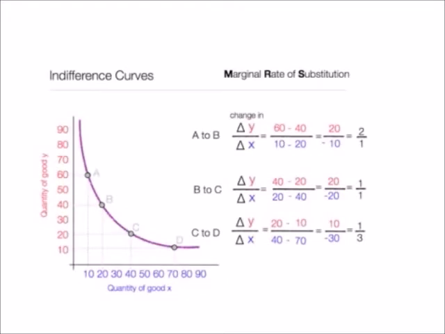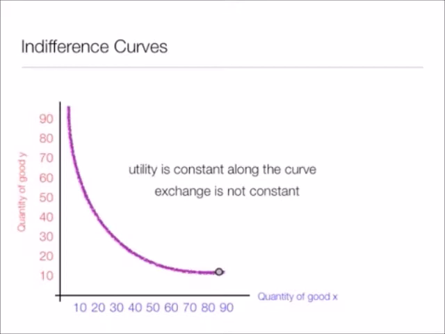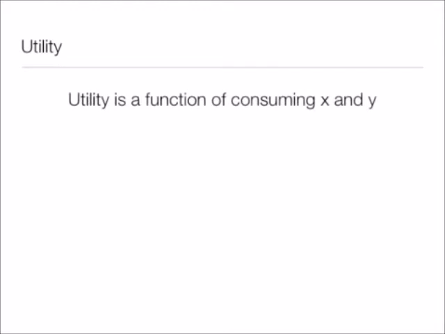In this tutorial, I'm going to discuss indifference curves and give you an introduction. I'm going to discuss marginal rate of substitution. Along an indifference curve, the purple line, utility is constant along the curve. That means you're equally happy anywhere along this curve. But exchange is not constant. The way you substitute y for x is not constant.